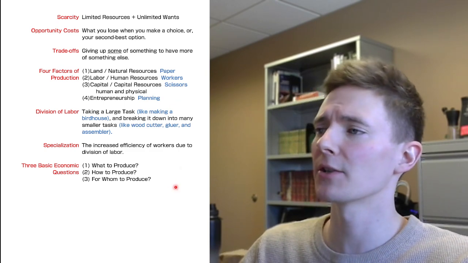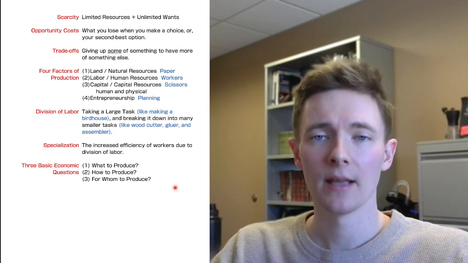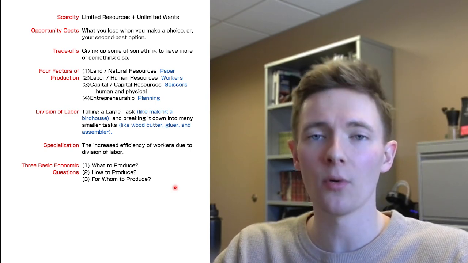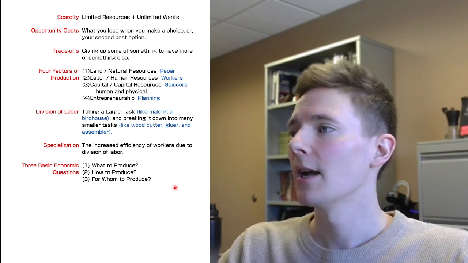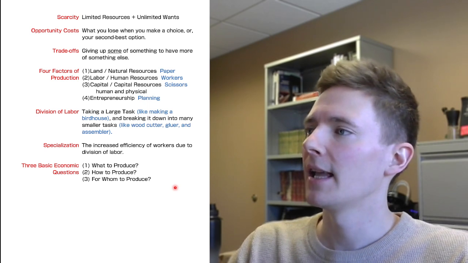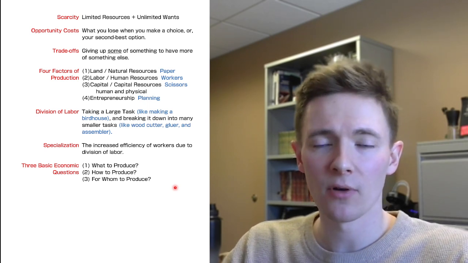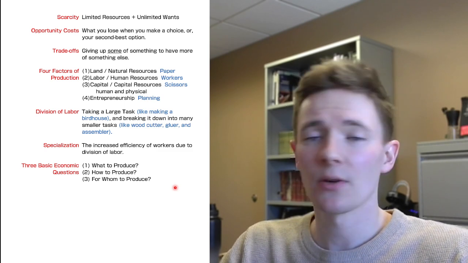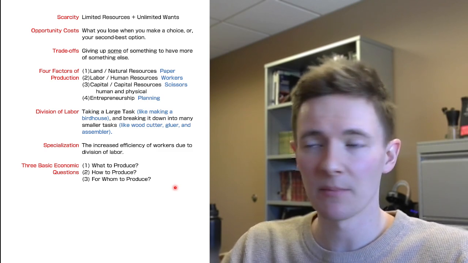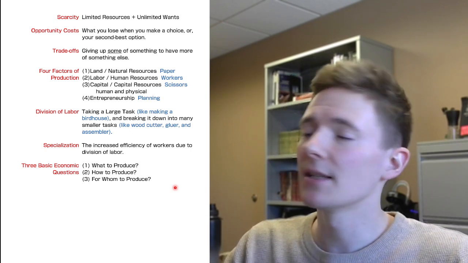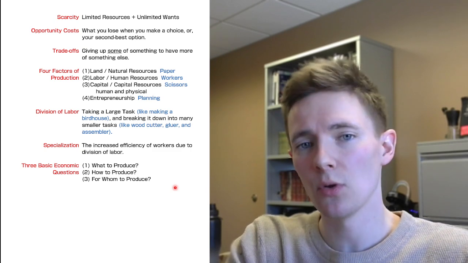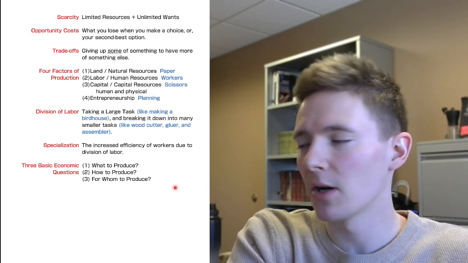Okay, 4 factors of production. These are the things that make things. They are land, labor, capital, and entrepreneurship, or natural resources, human resources, capital resources, and entrepreneurship. An example of a natural resource would be paper for a paper chain factory. The human resource would be the people that are working, that are cutting the paper, assembling it, whatnot, assemblers, cutters, tapers, workers. And then the scissors would be a capital resource because it's something that you use when you're producing the good, but it's not a part of the end product.